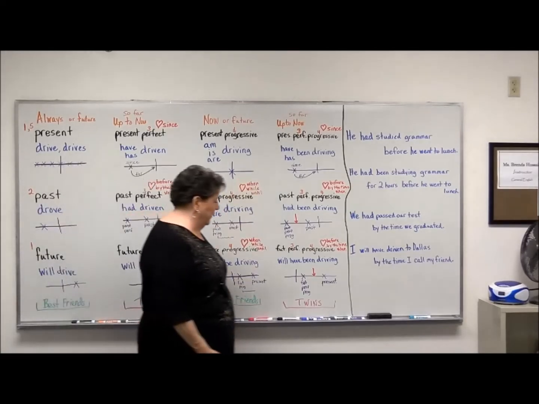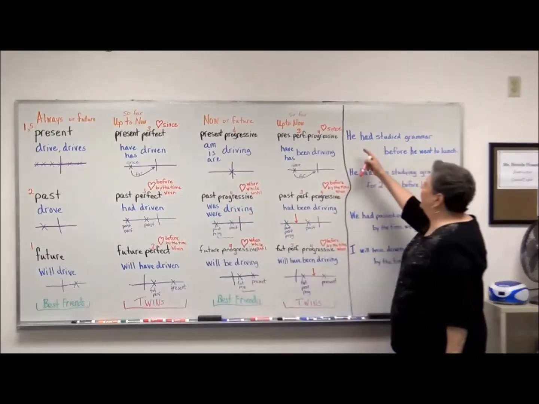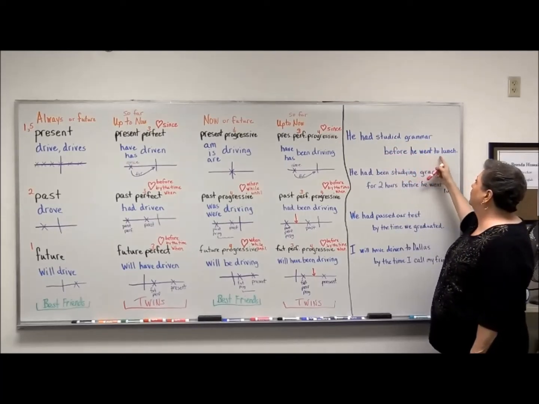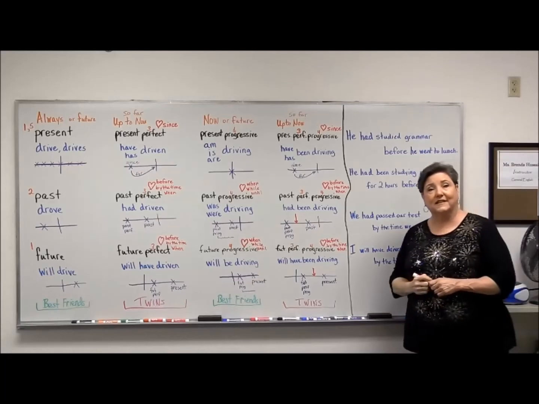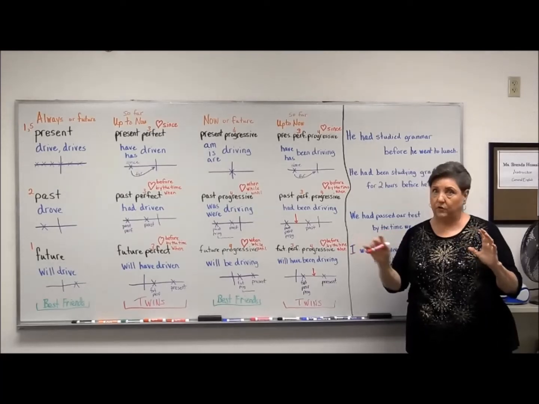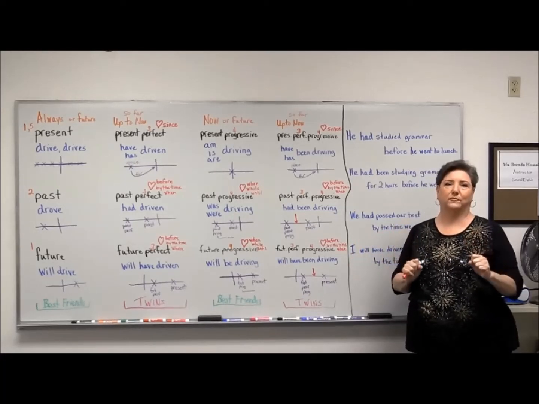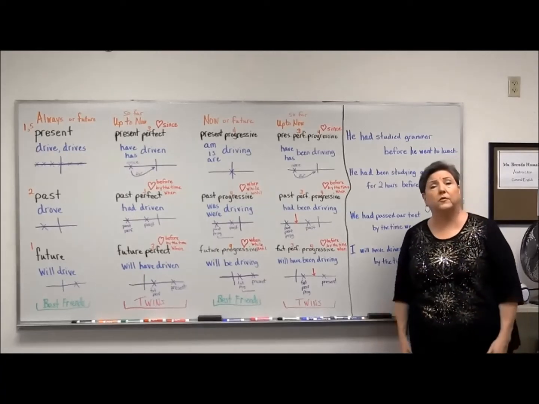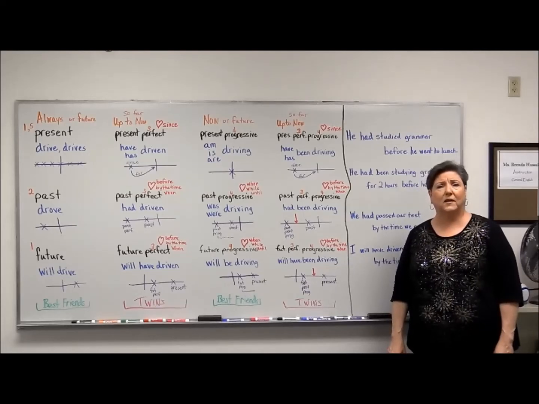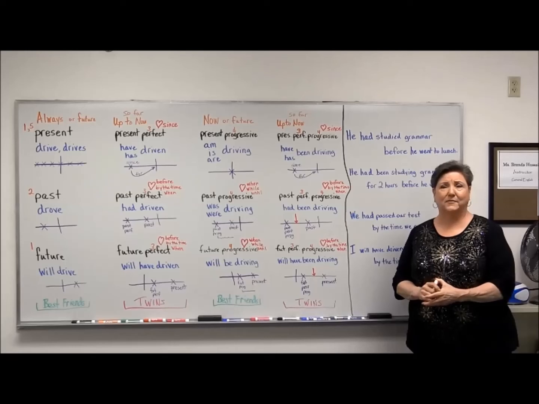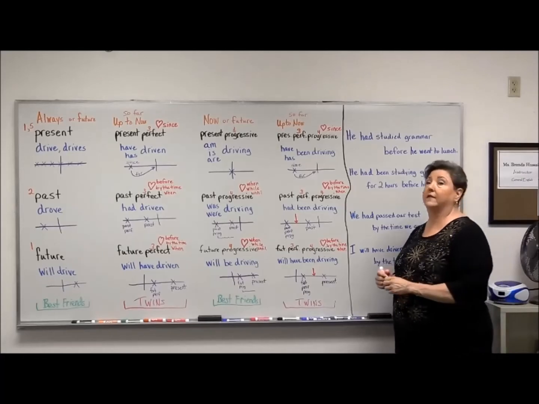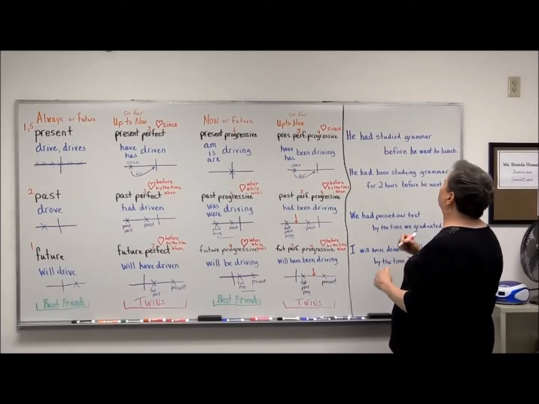Look at the example I have for you up here. He had studied grammar before he went to lunch. When you look at a sentence in English, I want you to start getting this habit down. When you read the whole sentence, find the verbs first. Most people find the subject first. That's not a good idea if you're learning English, because sometimes our subjects are at the end of the sentence. Sometimes they're in different places. So you always find the verb first. So we'll do that. He had studied grammar before he went to lunch.